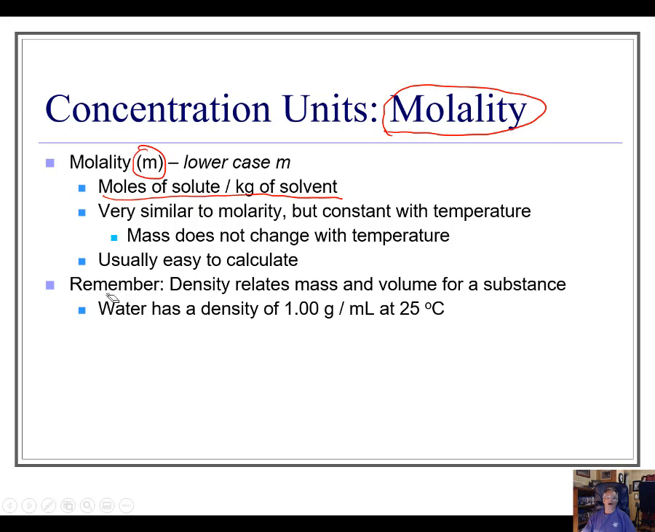You'll need to remember when converting back and forth between molarity and molality that density relates mass and volume for a substance. So water is 1.00 grams for every 1 milliliter on average. And it will change depending on the temperature on any given day, but generally speaking, water is 1 gram per mil.